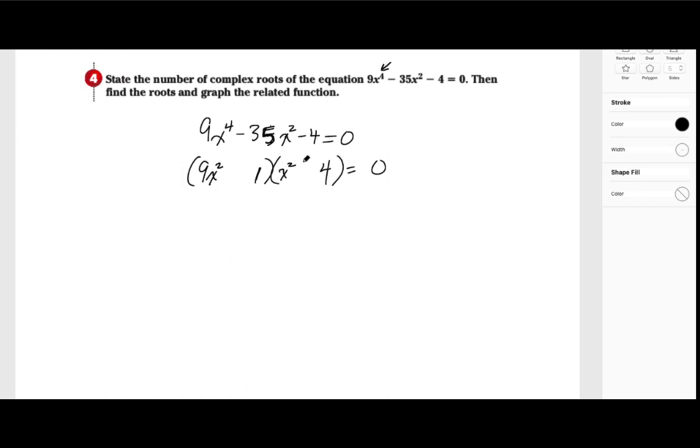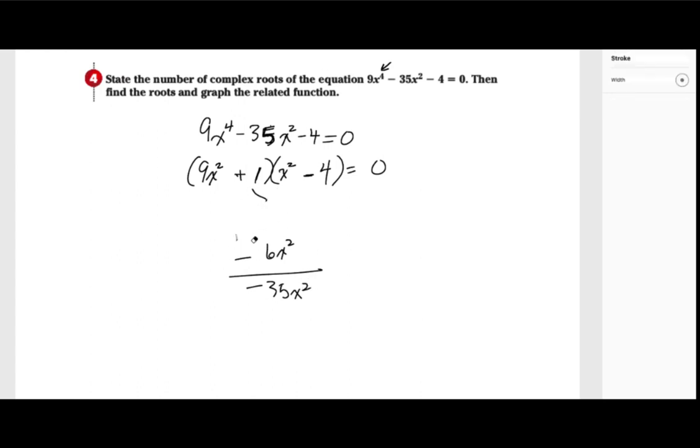Let me get my signs correct. So I know that this has to be a negative 4, but I also want a negative 35. So if I make this 4 negative, a positive 1 times a negative 4 is going to be a negative 4. So that's cool. But more importantly, I get a positive 1x squared here, and here I get a negative 36x squared. And so that's how I get my negative 35x squared. So I'm feeling really good about the way that I factored that, about the way that I handled it.